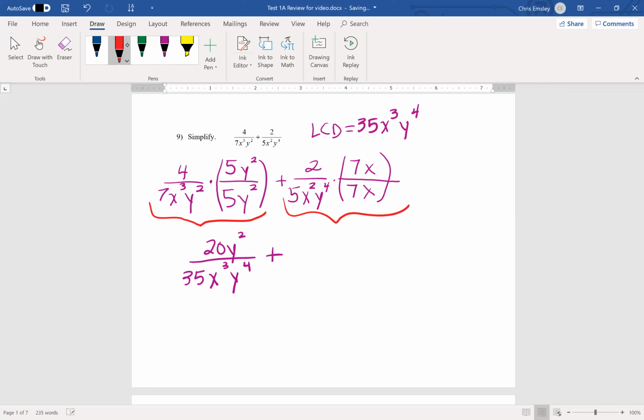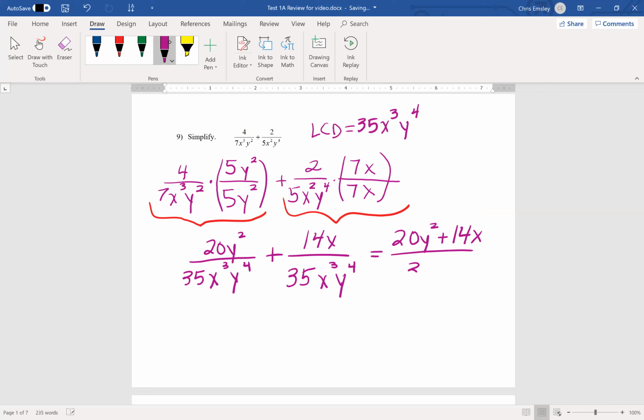And when I multiply these two fractions, I get 2 times 7, 14x on the top, and 35x cubed y to the 4th on the bottom. Don't cancel anything in common. We did that on purpose to get this common denominator, so we just add those two numerators and put it over our common denominator that we just found. And there's our final answer.